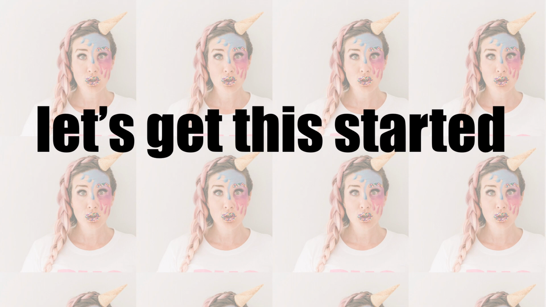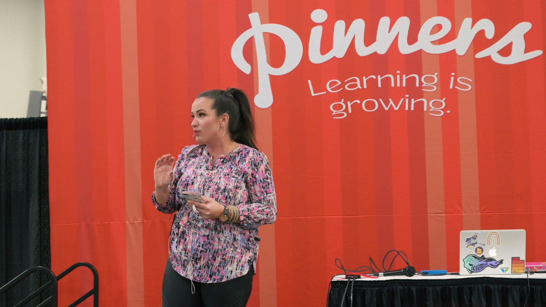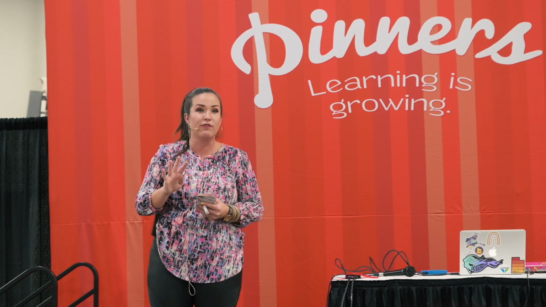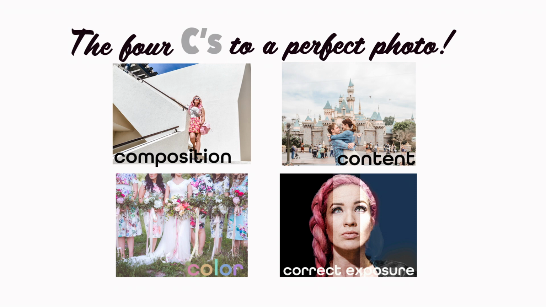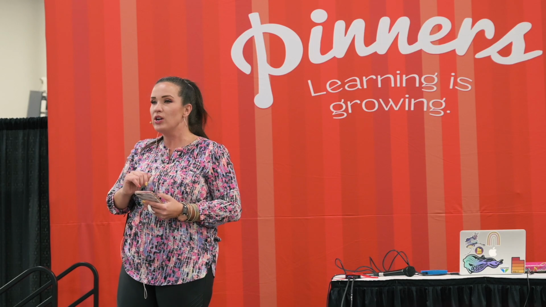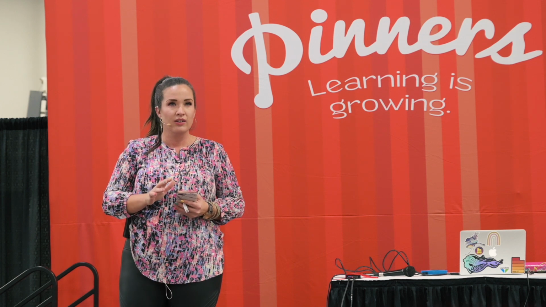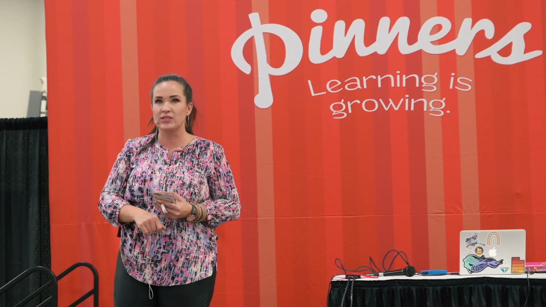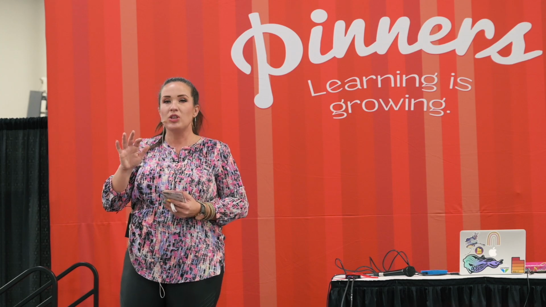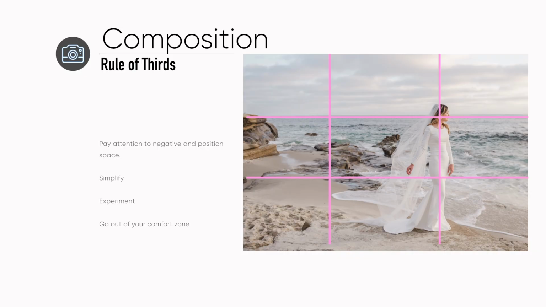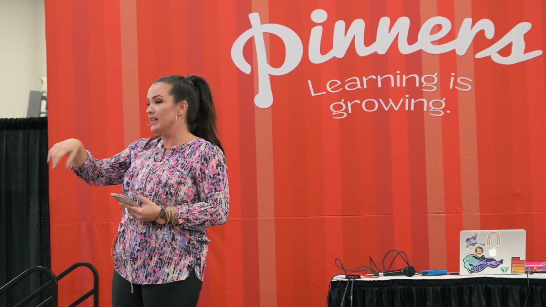Okay, we're going to talk about the 4 C's to creating a perfect photo. The first C is composition. Has anyone heard of the rule of thirds? Usually with composition and design, if you split an image or a piece of art into thirds, you want to keep the important information like eyes and individuals along the lines where those lines intersect.